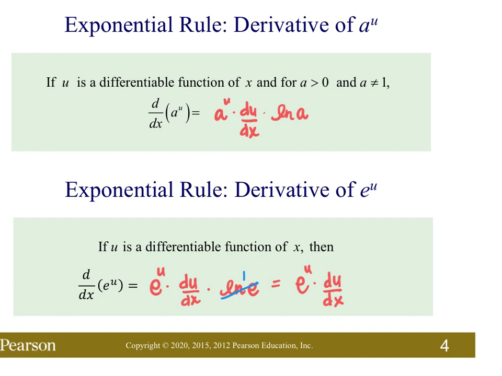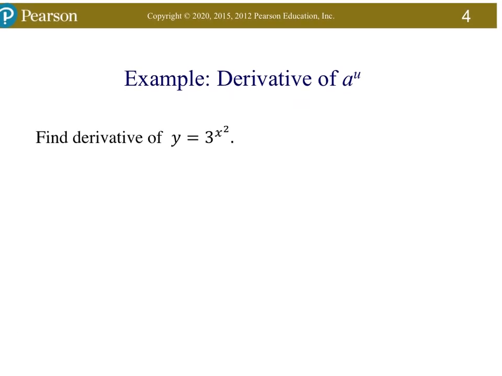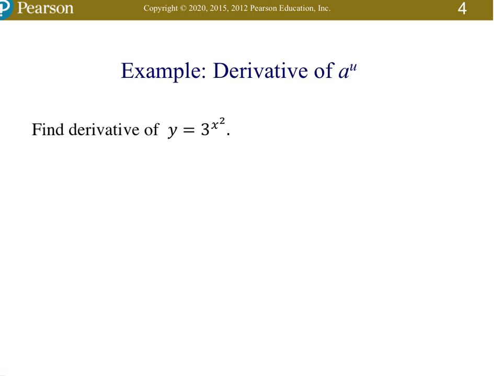So sometimes this is confusing with the power rule. The power rule is for numbers in the power. The exponential rule is for x's in the power. So let's practice. The power is x squared. So the power has an x in it, which means I need the exponential rule.